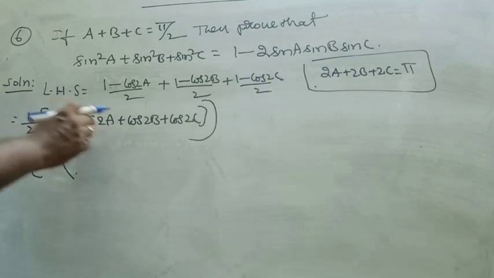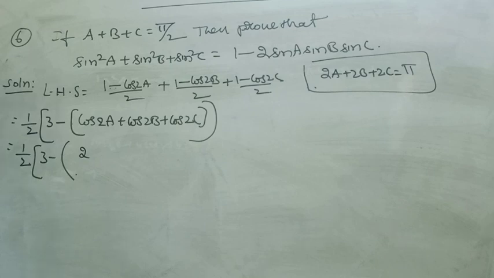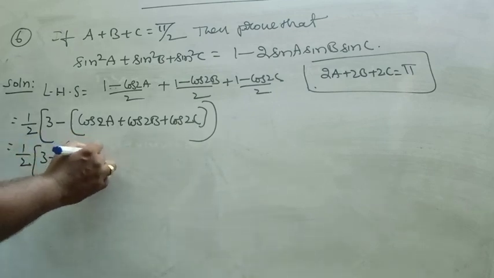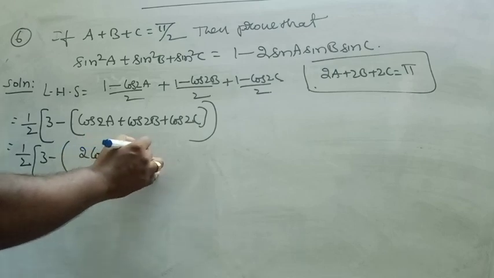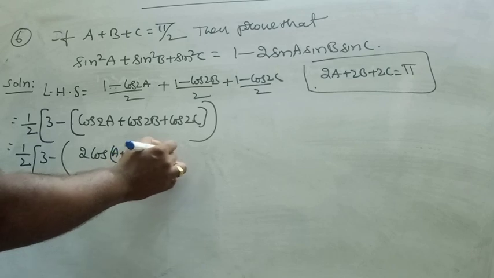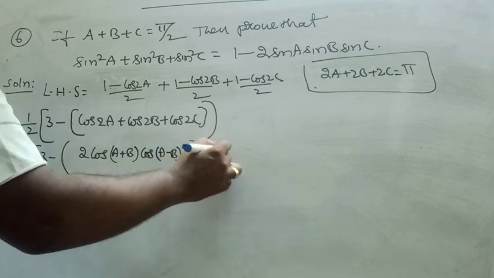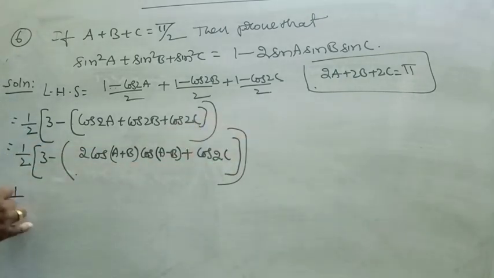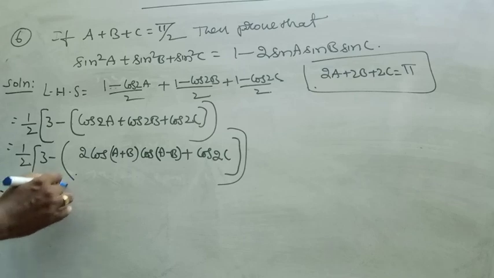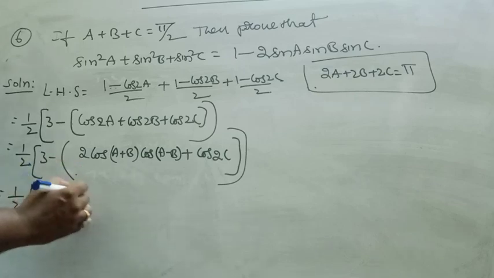You know that for cos 2a plus cos 2b, we can apply the cos c plus cos d formula once again, the same way. Cos c plus cos d is nothing but 2 cos (c plus d) by 2 times cos (c minus d) by 2. That means 2 cos (a plus b) times cos (a minus b), plus cos 2c, like this, right? Fine. Now this is 1 by 2 into 3 minus of 2 times cos of (a plus b).